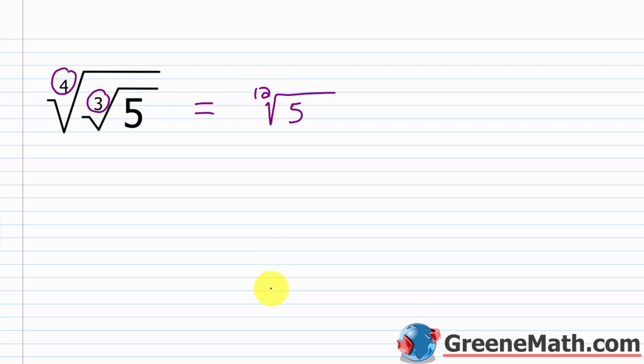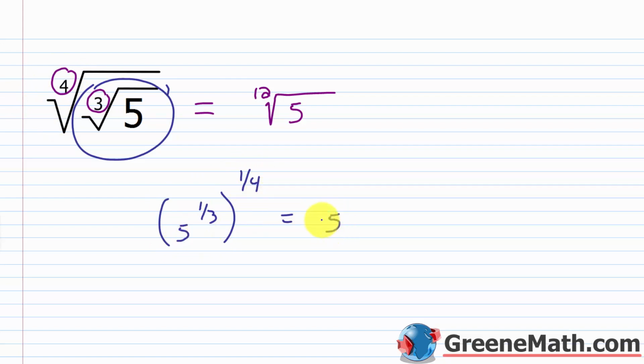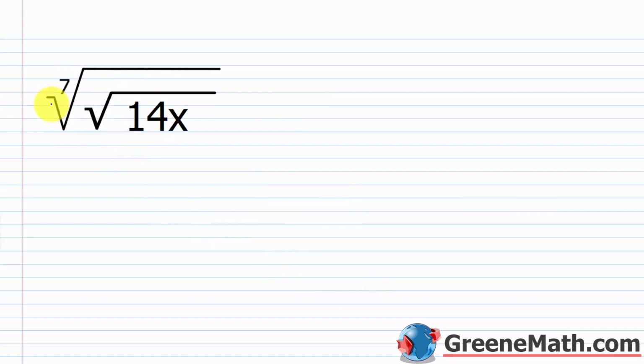But again, if you're struggling, you could start out by writing this inside guy right here as 5 to the power of 1/3. And then this guy is being raised to the power of 1/4, right? So this guy, 5 stays the same. Power to power rule, 1/3 times 1/4 is 1/12. 5 to the 1/12 power is the same thing as the 12th root of 5. All right, for the last problem, we're going to look at the 7th root of the square root of 14x.